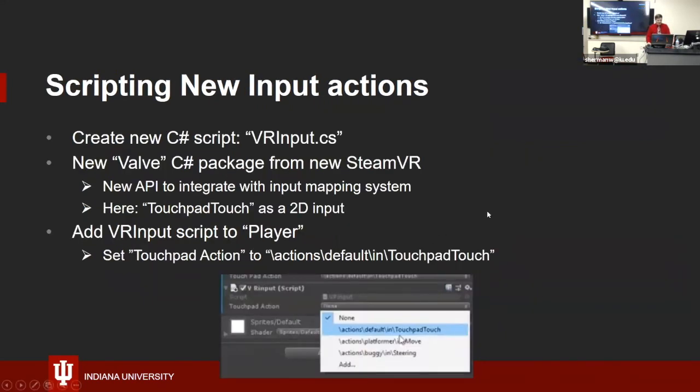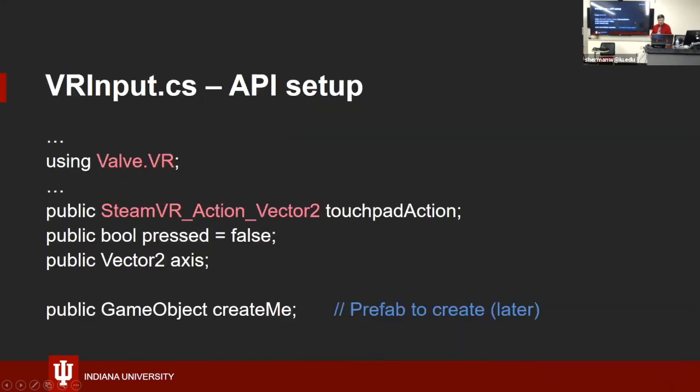And then we create a new VR input script, which we're going to put on the player, and we're going to set that to be pointing to our touchpad touch. So let me just talk a little bit about the scripting. Looks like we're running low on time anyway. But I want to talk about the new Steam VR interface.